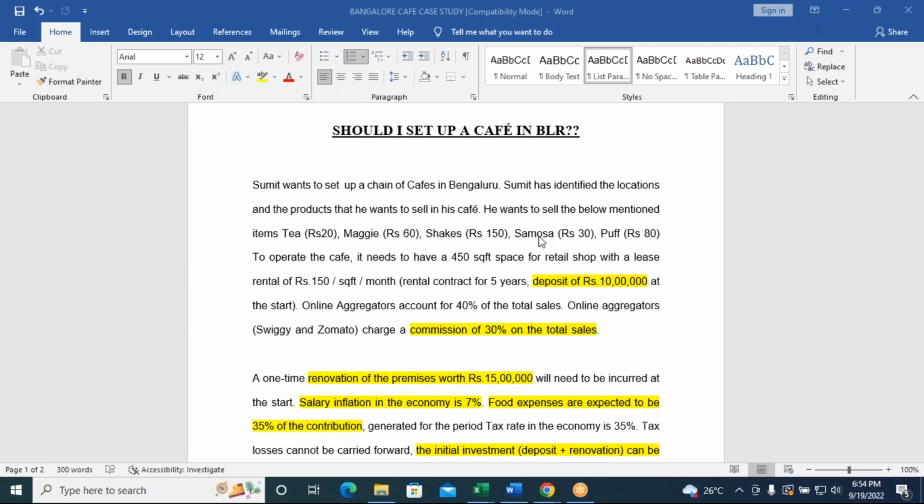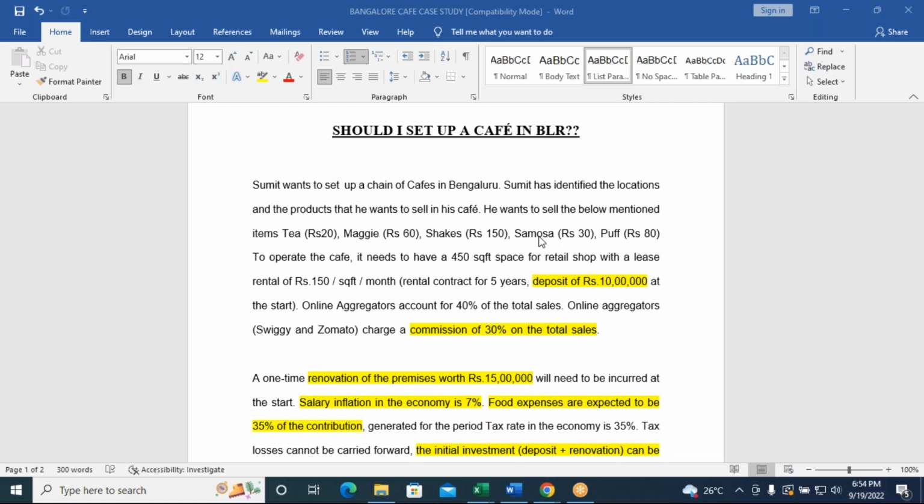What are the items that Sumit wanted to sell in his cafe? It is tea, which he is planning to sell at the rate of 20 rupees, Maggie at the rate of 60 rupees, shakes 150 rupees, samosas he is planning to sell at 30 rupees, and puff at the rate of 80 rupees. These are the basic things he wanted to start up with. Understand the rates: tea is 20 rupees, Maggie 60 rupees, shakes 150, samosa 30 rupees, and puff 80 rupees.